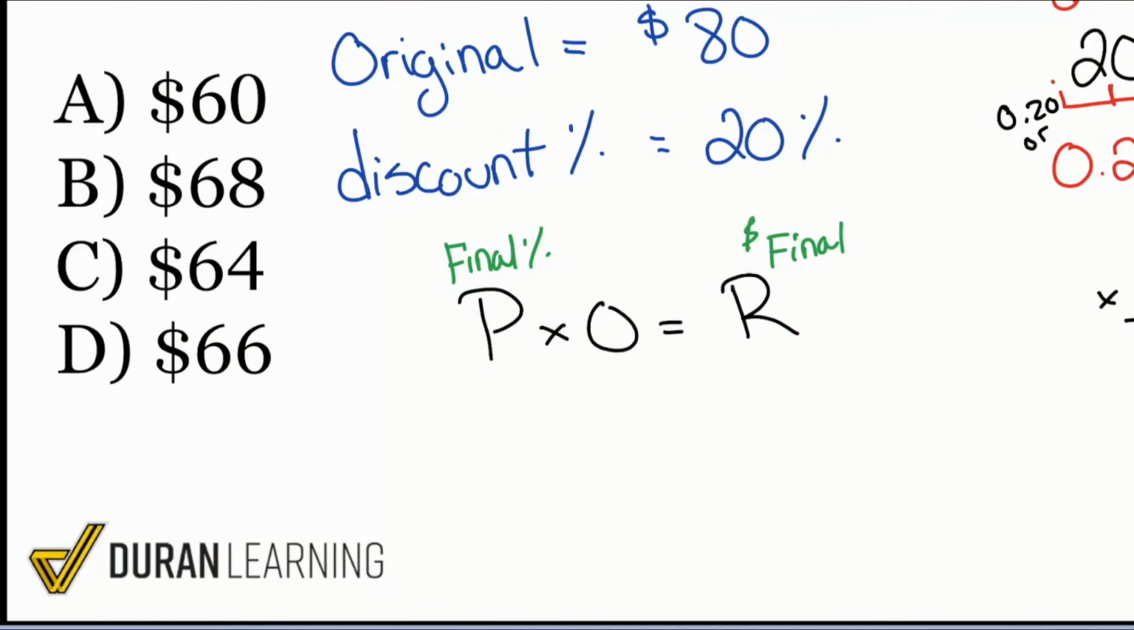Always 100, exactly. So if I do this here, 100%, the whole thing, minus the discount of 20%, that leaves me with 80% as the final payment. That is what's being paid at the end.